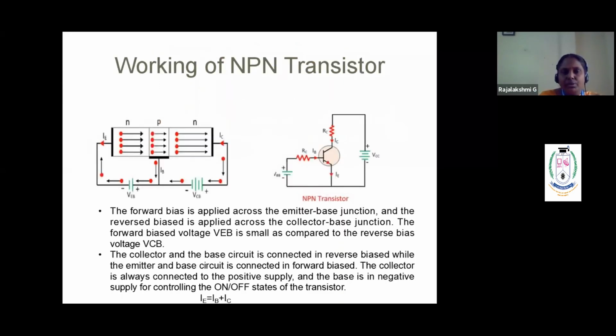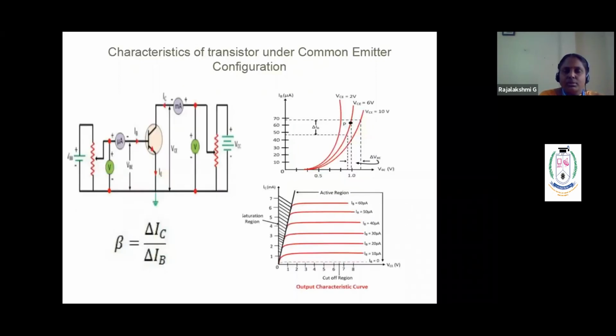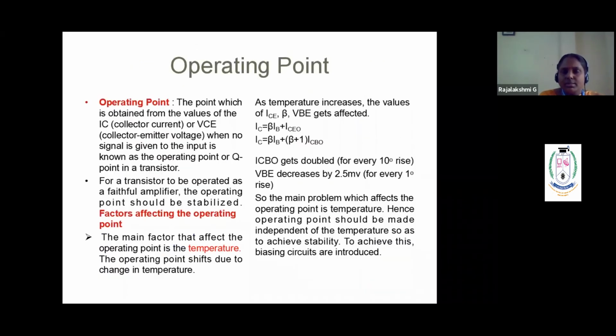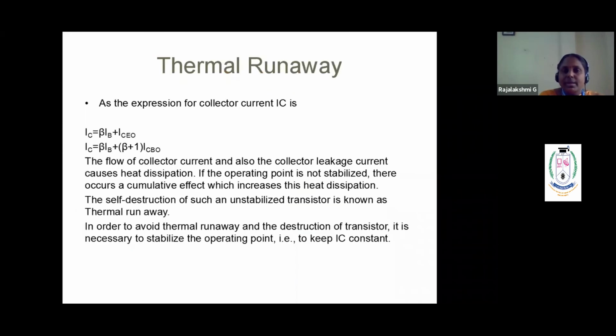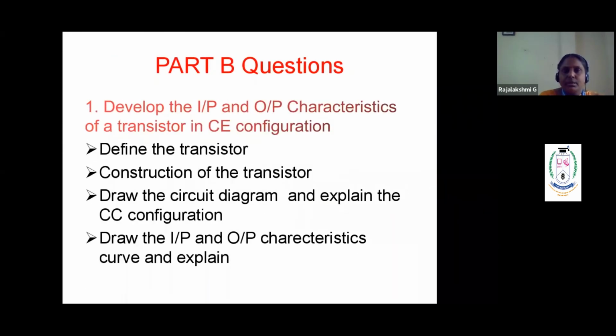Whatever I've shown, this method only you have to follow, showing how the electrons and holes are flowing and the direction of current. This diagram will be better for that, whatever you're going to explain for NPN or PNP. If you show it properly, you'll get good marks. So don't write wrong answers, like marking the biasing wrongly. Take care of that also.